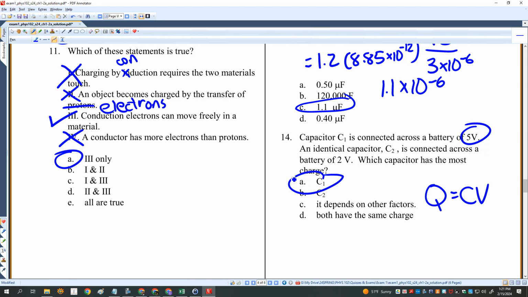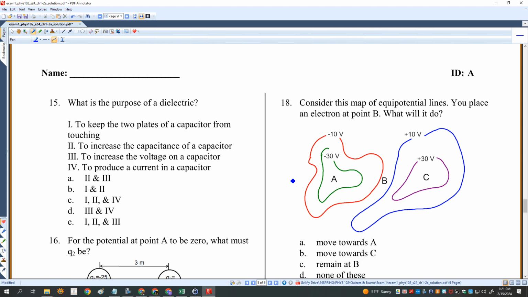So A is the right answer. I think we had that question on a concept test. What's the purpose of a dielectric? Yes, keep two plates from touching.